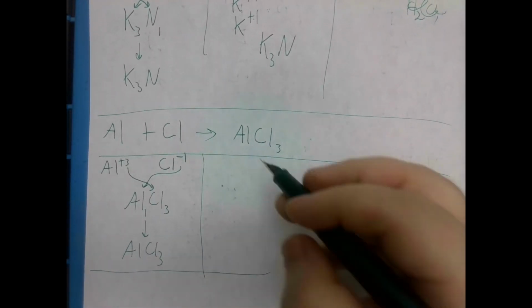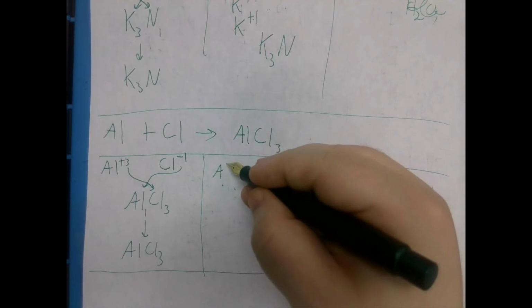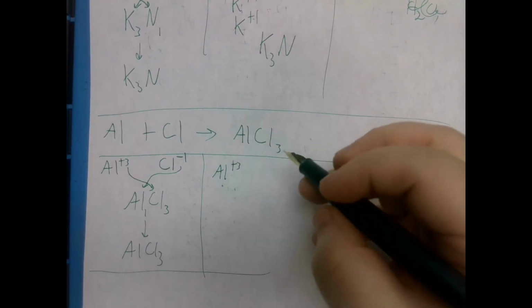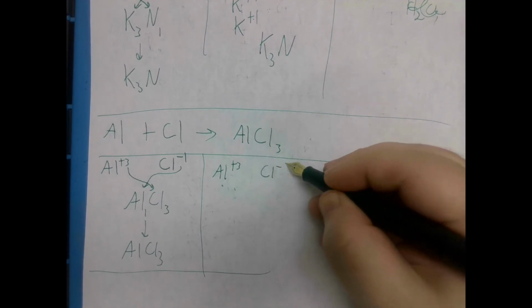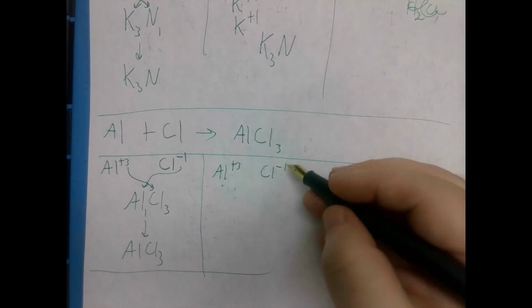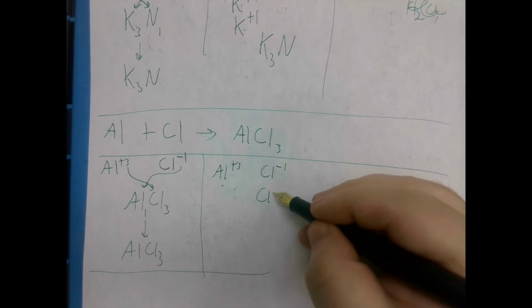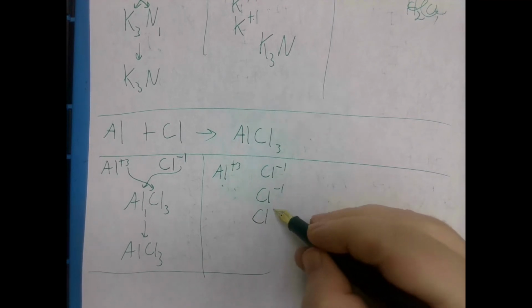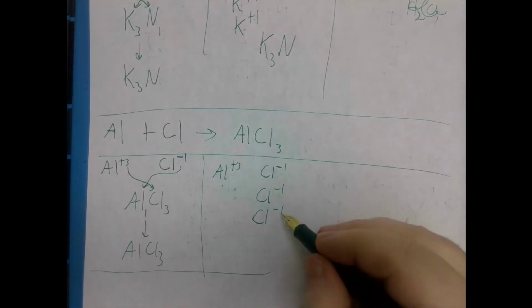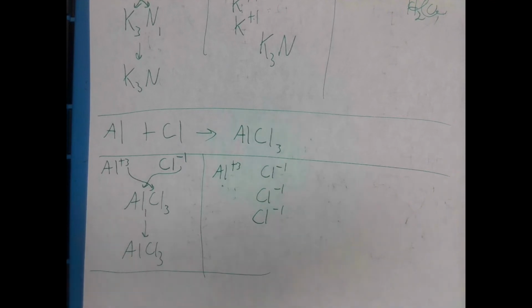Or if we were trying to balance charges, we have 3 positive charges. And thus we need 3 negative charges. So there's a negative charge. We need another negative charge. And we need another negative charge. So now we have 3 negative charges.